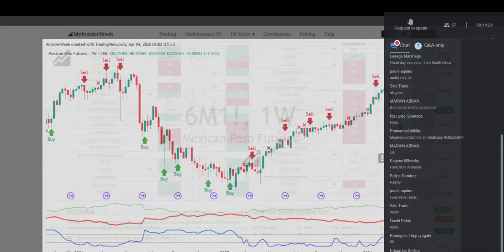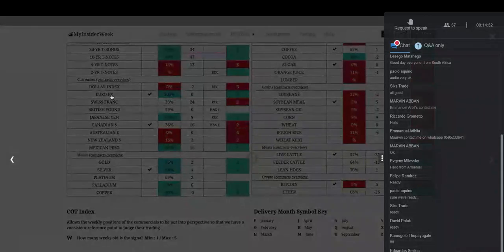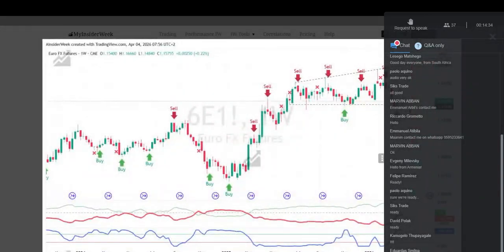This market is, usually I put markets like this on the watch list. So let's have a look at Euro FX. Also, we have here a support level. We have 2 buy signals on the same price level. Also, this market is for me a good market for a long trade.